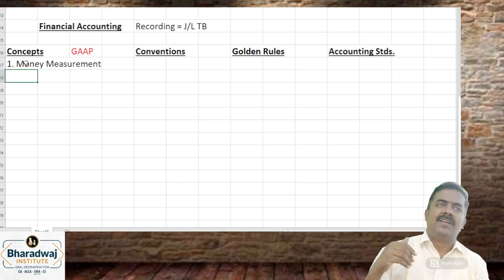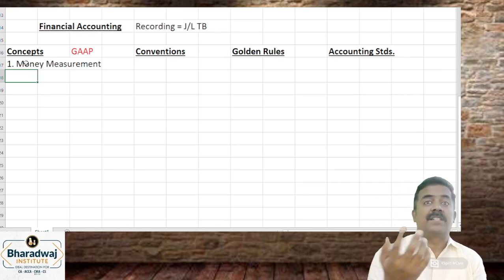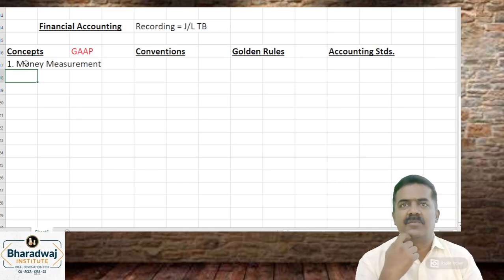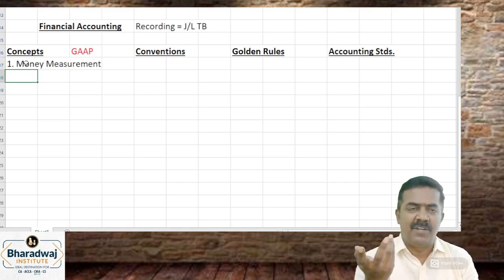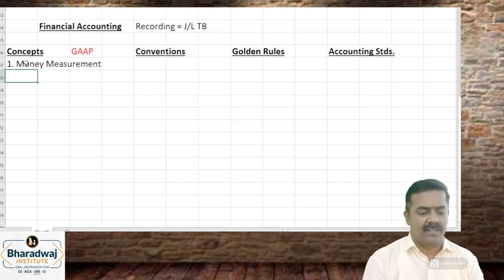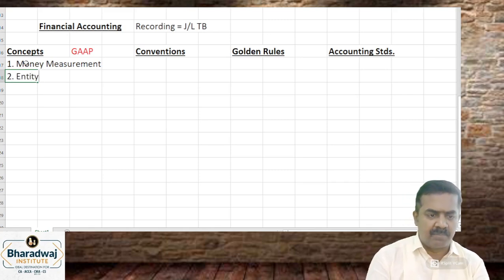For example, you are selling the product. How much customers are satisfied? Will it be recorded in financial accounts? No. Whether employees are happy or not. Will it be recorded in accounts? No. Only money is recorded in accounts. That is the first concept. Second concept is which concept? Entity concept.